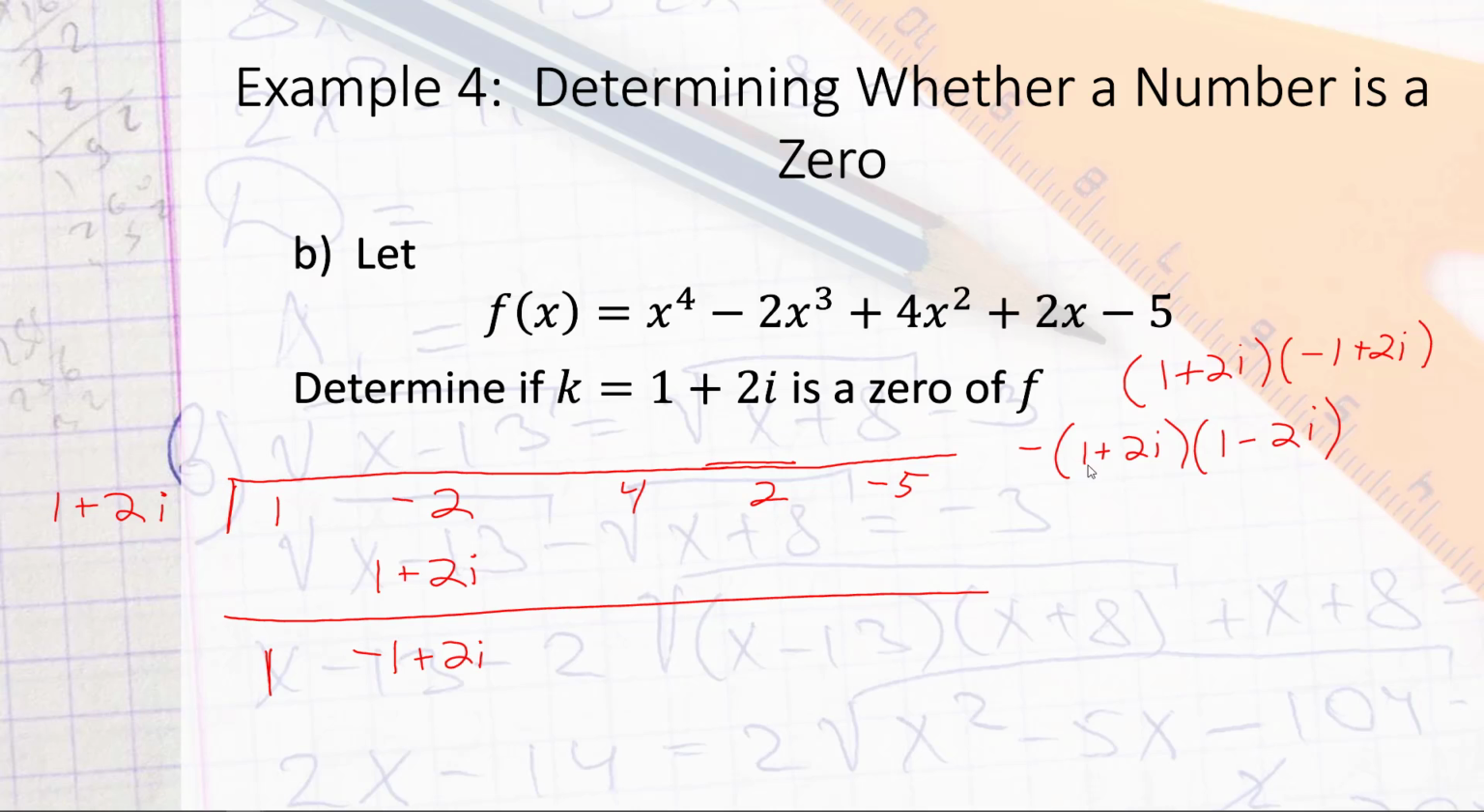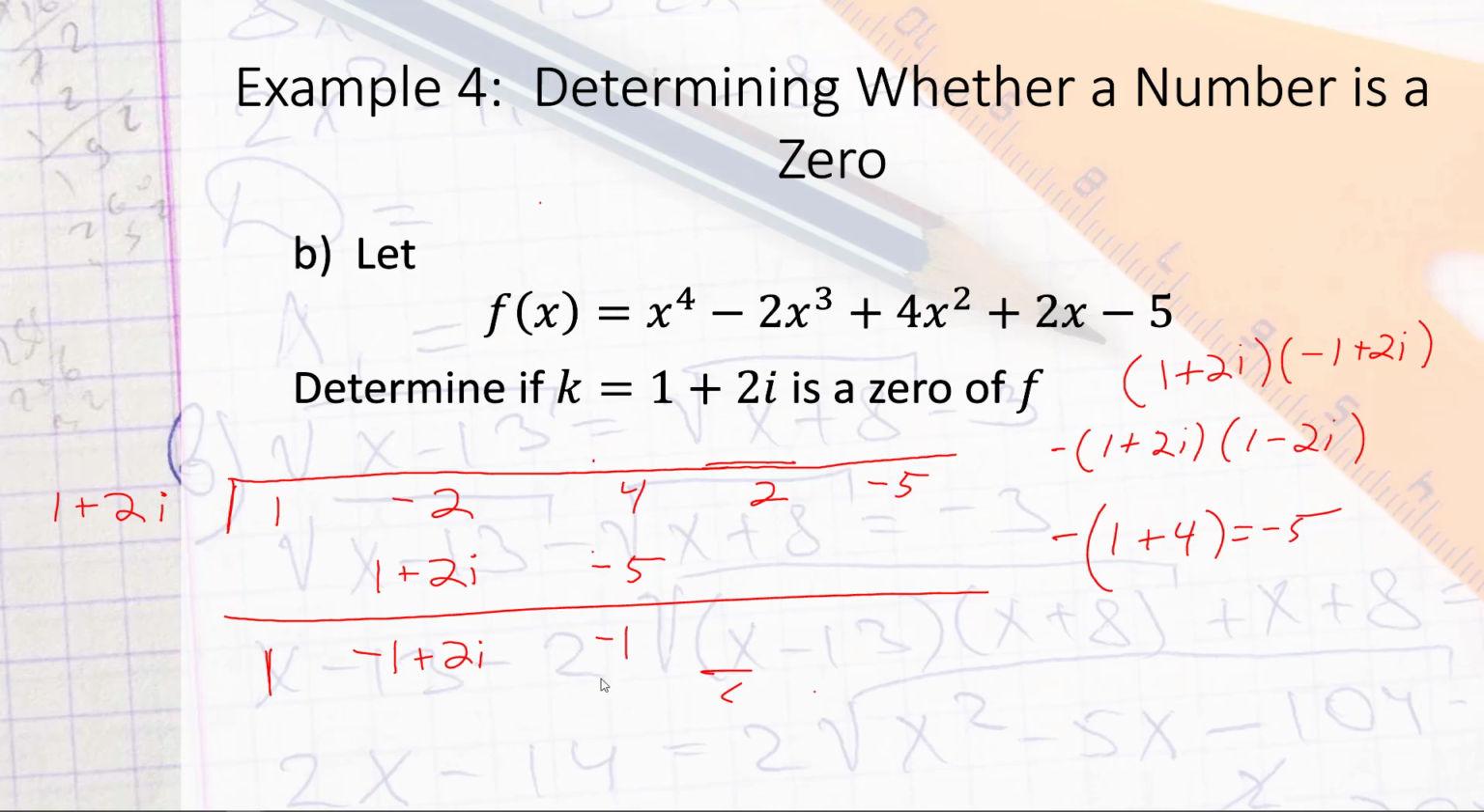Now look at this. This is a complex conjugate pair. So this is going to be equal to the square of the real part plus the square of the absolute value of the imaginary part. And the absolute value of the imaginary part is 2, and so the square of that is 4, so it's going to be 1 plus 4, which will give us negative 5. So we are going to have a negative 5 here. And then 4 minus 5 is negative 1.